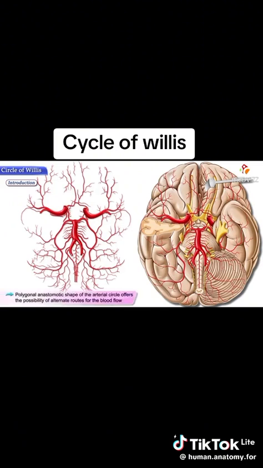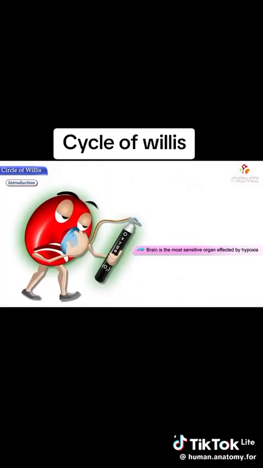This polygonal anastomotic shape of the arterial circle offers the possibility of alternate routes for the blood flow, which are extremely essential for proper brain functioning because the brain is the most sensitive organ affected by hypoxia. Hypoxia of the brain tissue that lasts longer than 5 to 6 minutes results in irreversible brain damage.